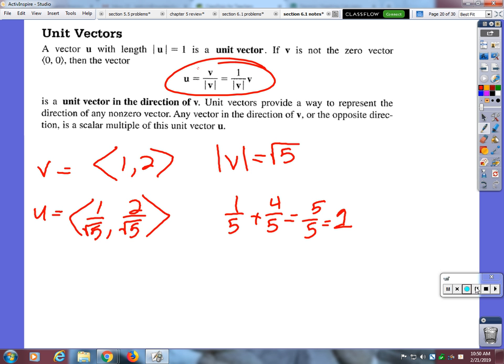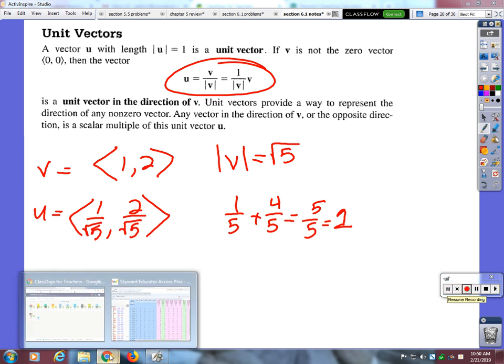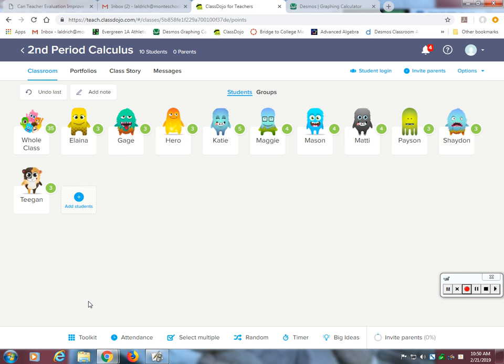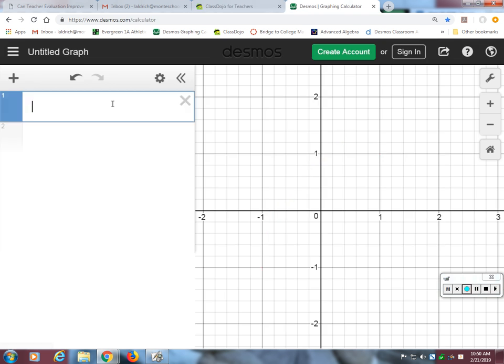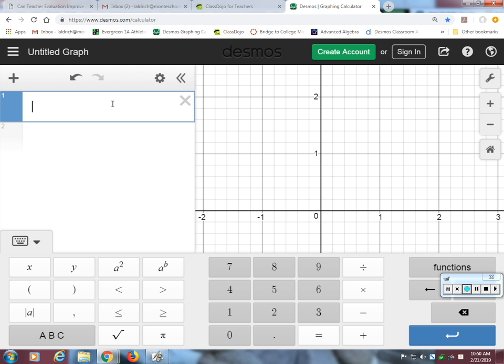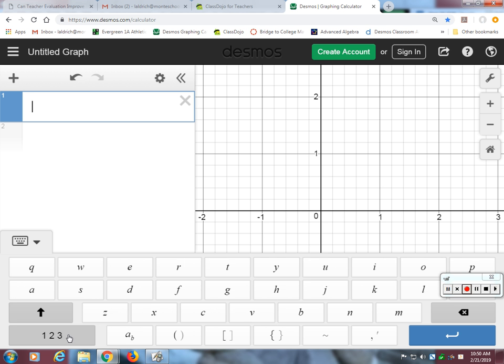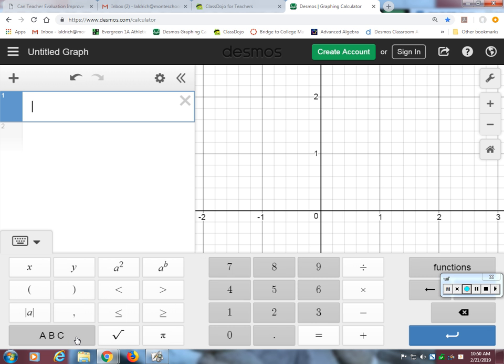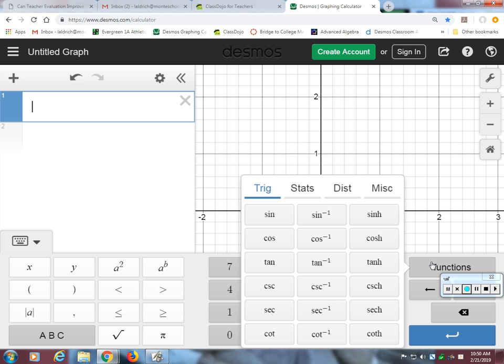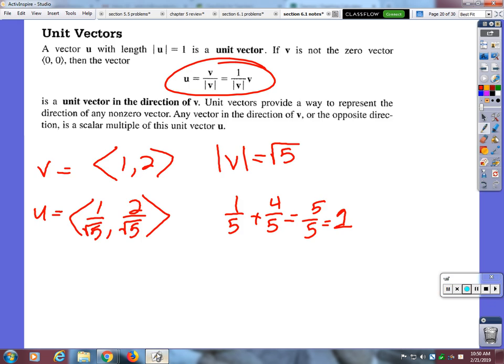Let me see if Desmos does vectors or not. Maybe not. That is not true. I don't think that's true either.